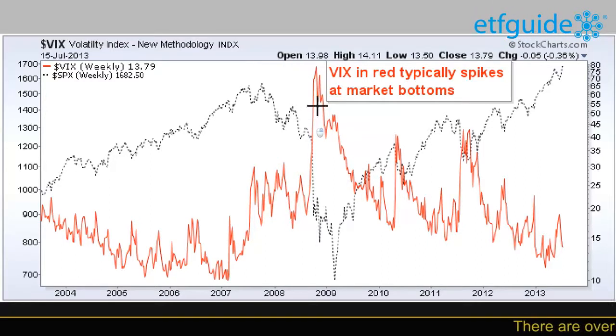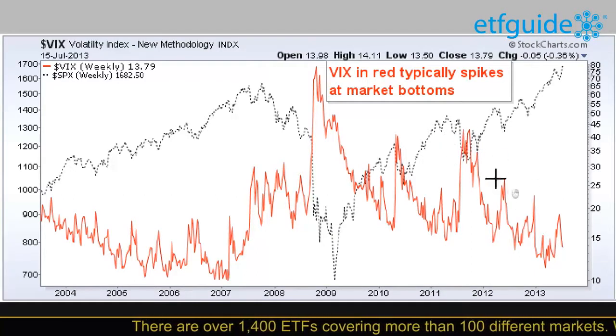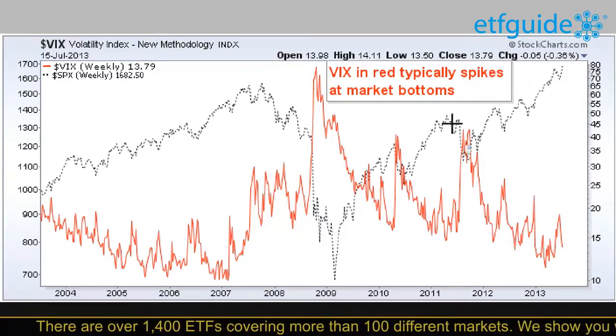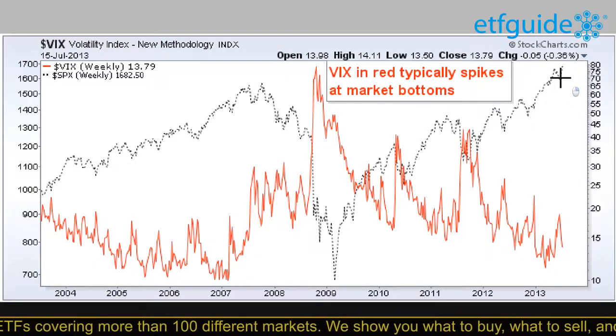A huge spike in the VIX occurred in 2008. Another one occurred with the 20% sell-off in 2010, as well as 2011. And then we've had a couple of smaller spikes since then as the market has found short-term bottoms more recently.